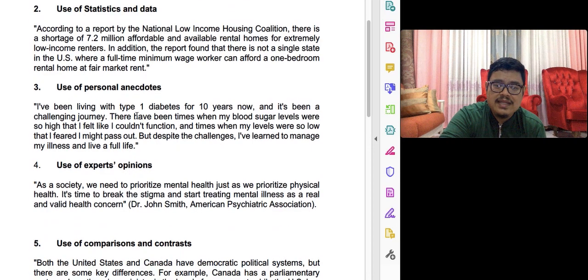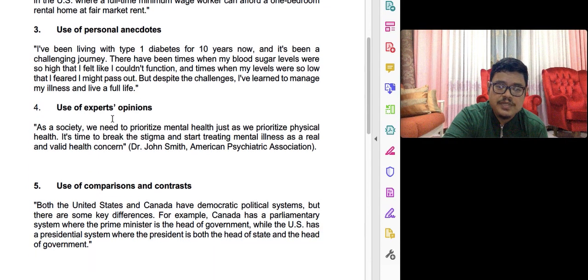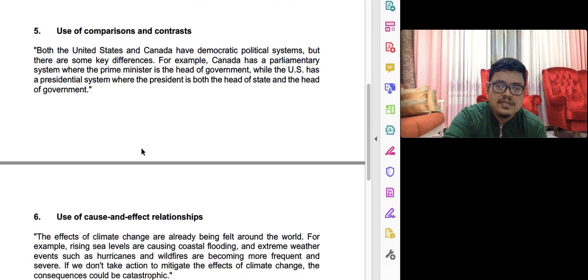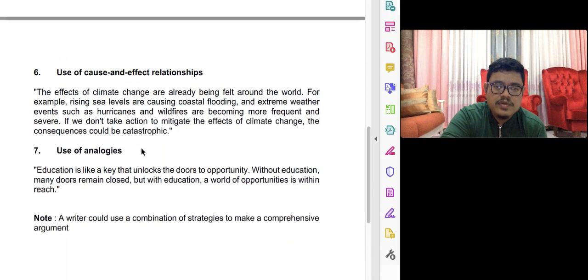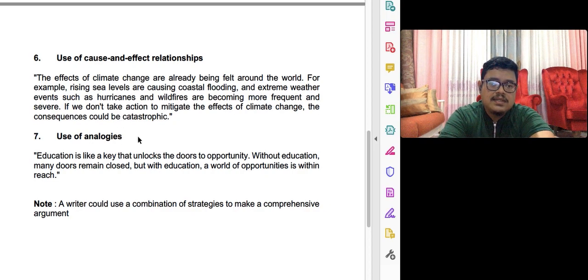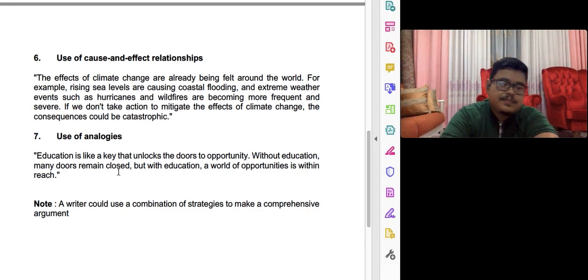And the next one is personal anecdotes. Personal anecdotes are not very strong, because they are just based on the author's personal opinion, so not very factual. It does not mean that it's not true, but it is not very strong, right? Okay, next is use of experts' opinion, use of comparison and contrast. You can just read on your own, right? And the last one is analogies. A combination of strategies would make the evidence of the writer stronger.